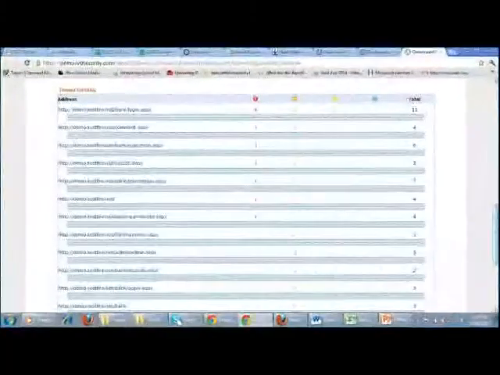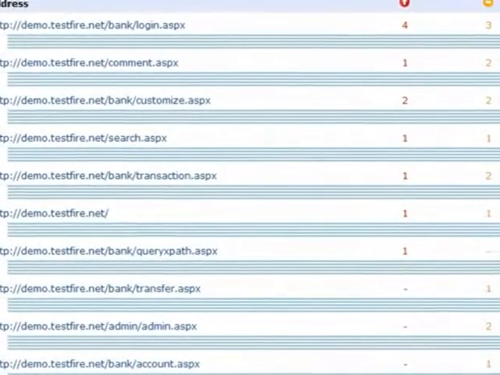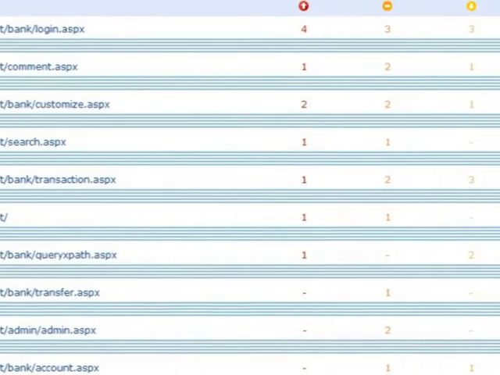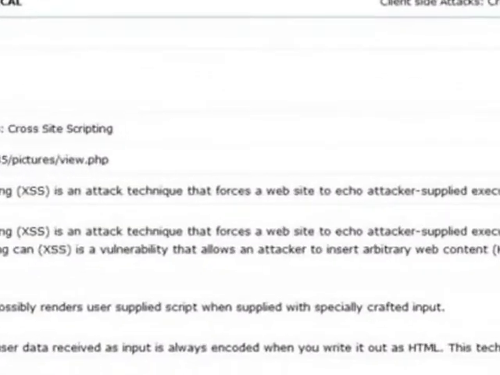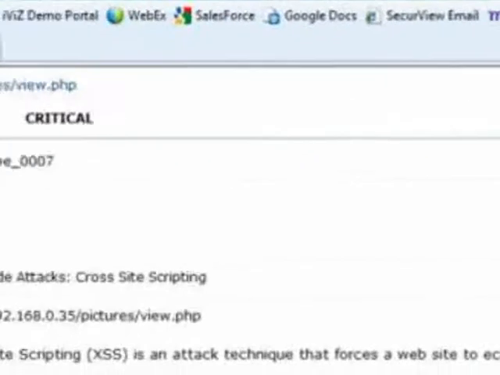Here we see a 360-degree view. We'll look at all the targets that were tested and all the vulnerabilities, critical, high, medium, and informational. From there we can dive into one specific vulnerability to get the deepest level of understanding. At the most granular level, we see that this is a critical vulnerability, a cross-site scripting vulnerability. It was easy to exploit.